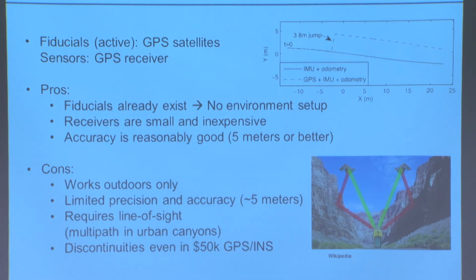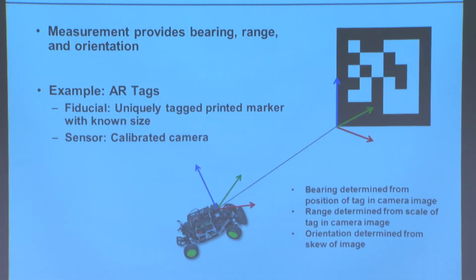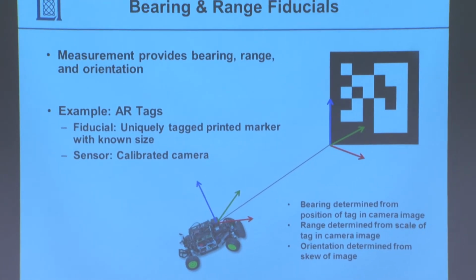And then there's also this challenge of multipath, where sometimes even in very expensive GPS receivers, the GPS will update and you'll get some discontinuity in your position estimate, and it can throw everything off and lead to some challenges unless you explicitly plan for that, which many self-driving cars do.